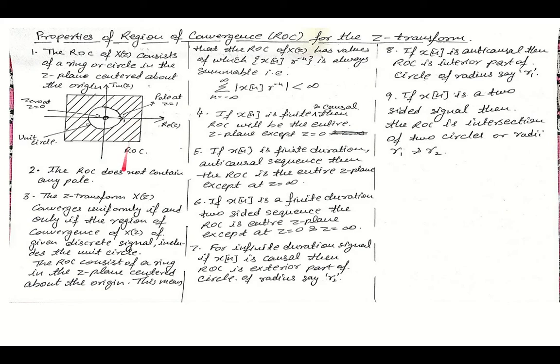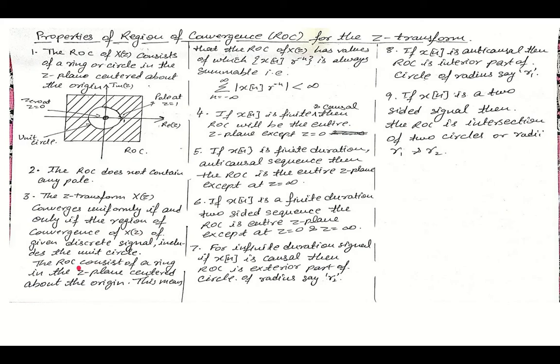Now the third point is that the Z transform of X(z) converges uniformly if and only if the region of convergence of X(z) of the given discrete signal includes the unit circle. So the Z transform will converge only if the region of convergence of X(z) includes the unit circle. Now this is valid for infinite duration signals.